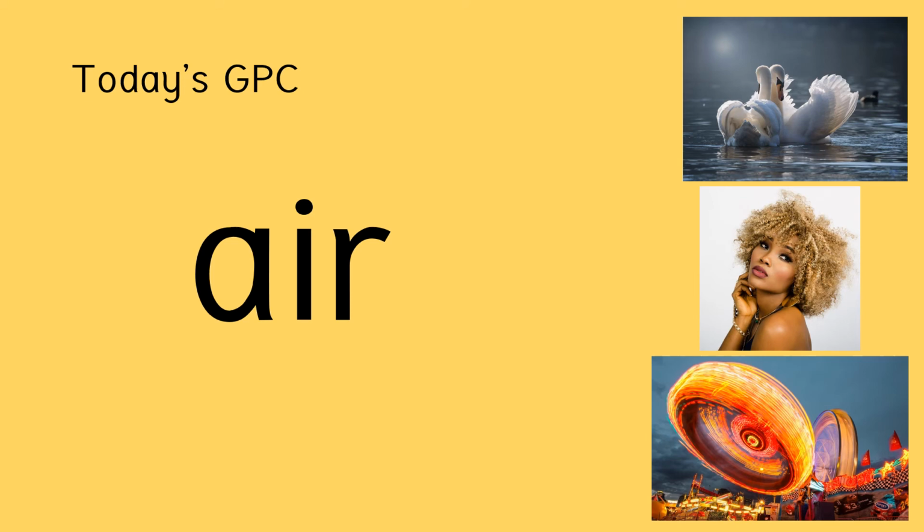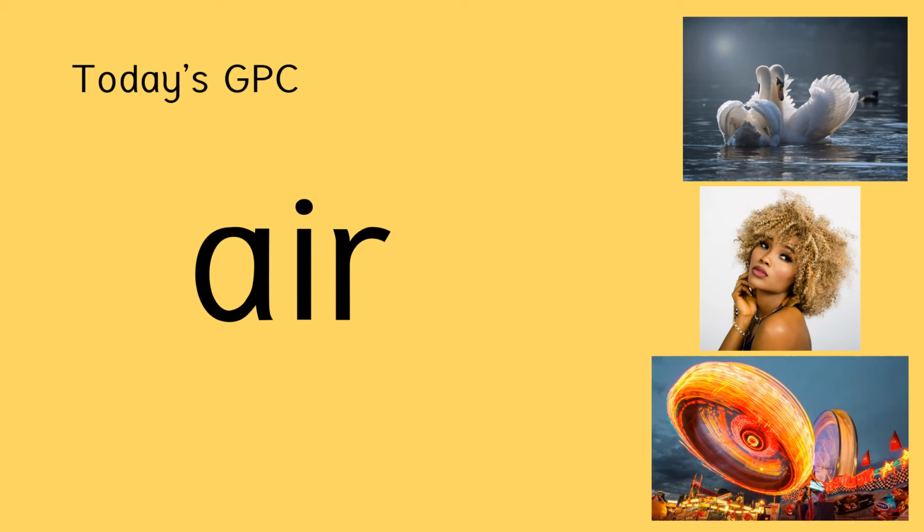Okay, so today's new GPC is on the screen, and the phoneme for this is air. So to make the grapheme we need the A, the I and the R to make the grapheme on the screen, but it makes the phoneme air. So can you say air? Can you say air, air? Fantastic. Can you say it a little bit louder? Air, air. Can you whisper it?